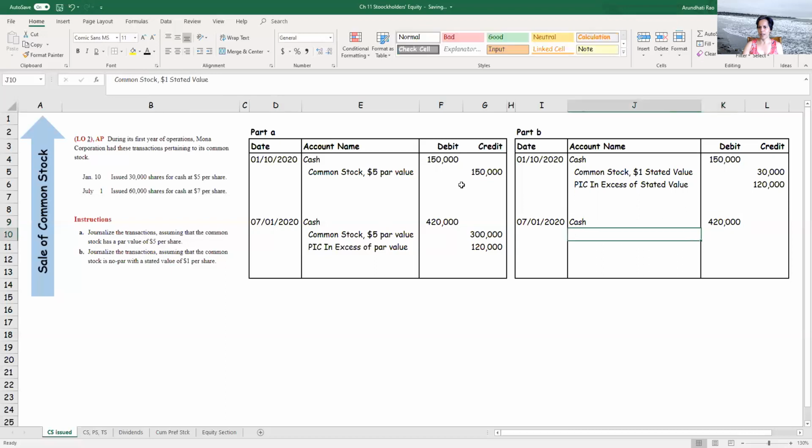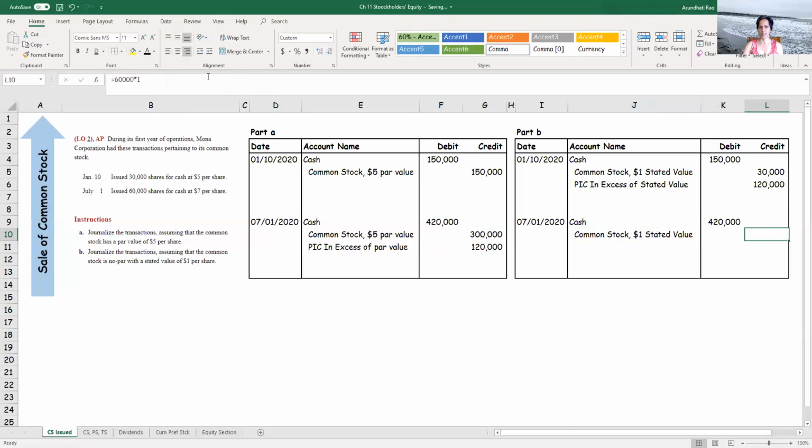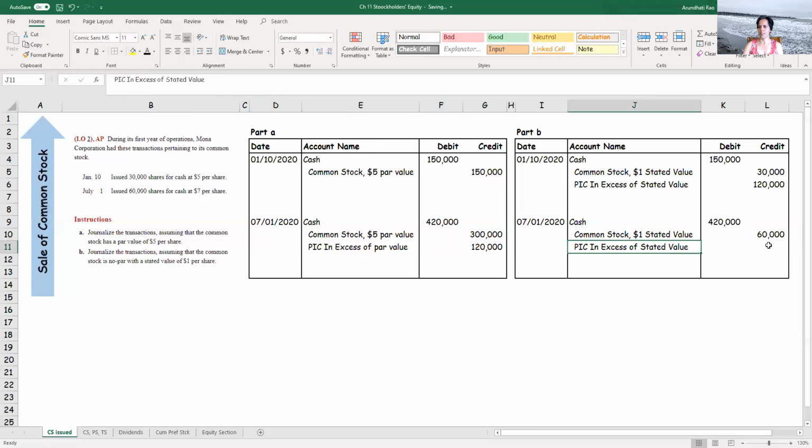What's different is, again, common stock is going to be credited at stated value. That's going to be 60,000 times 1. And the remainder goes to paid in capital in excess of stated value. And that's going to be $360,000. So it's $7 was the selling price. If 1 is stated value, 6 is in excess. So 6 times 60,000, or you can simply take the difference of 420,000 and 60,000 and come up with the $360,000.